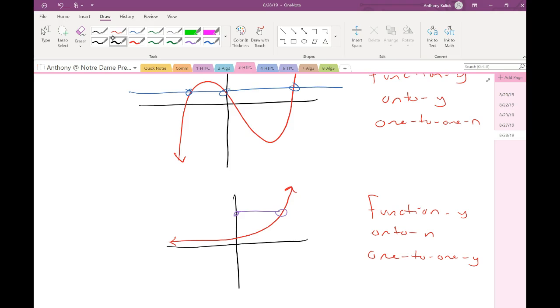All right. We're stopping here. This looks like a good spot to stop.